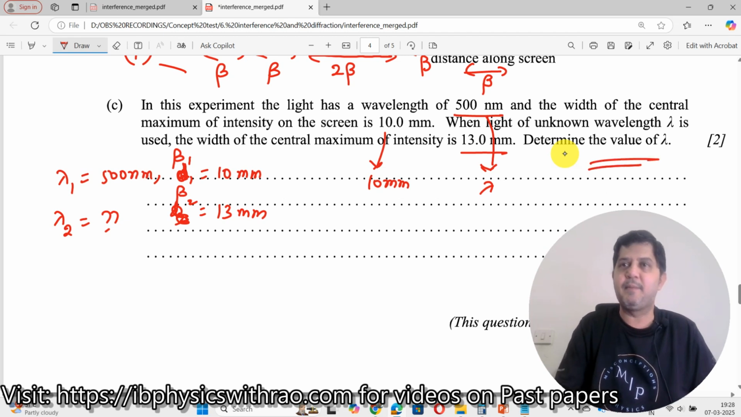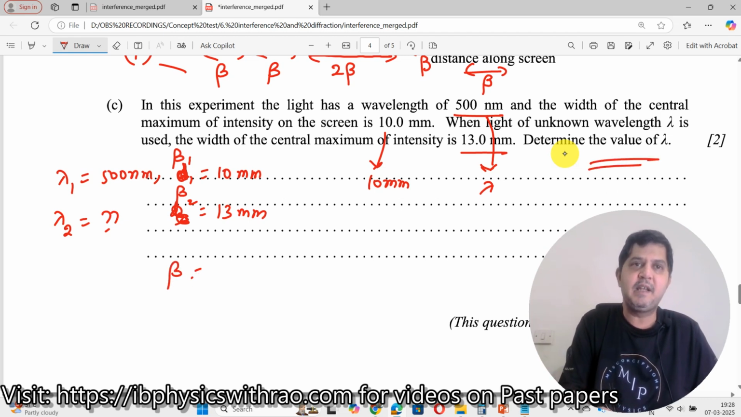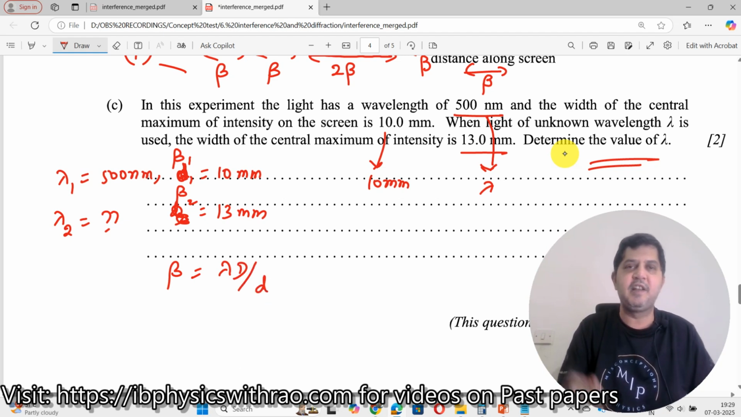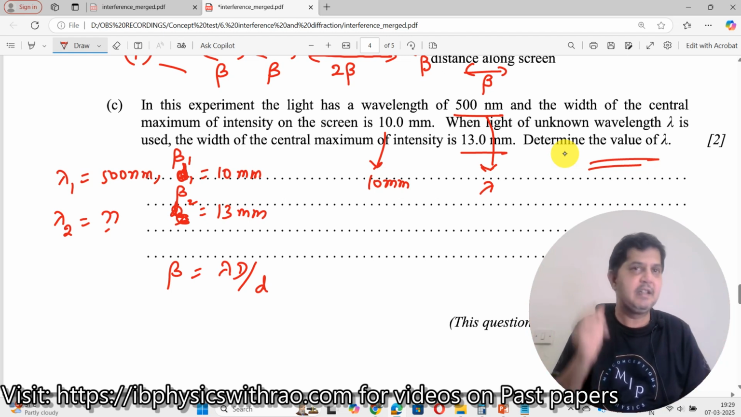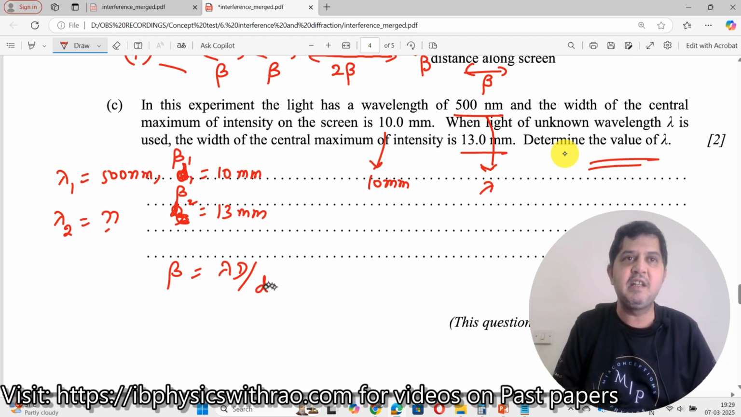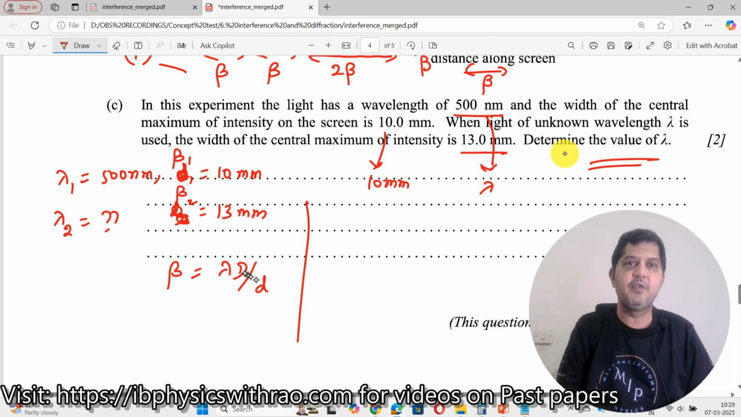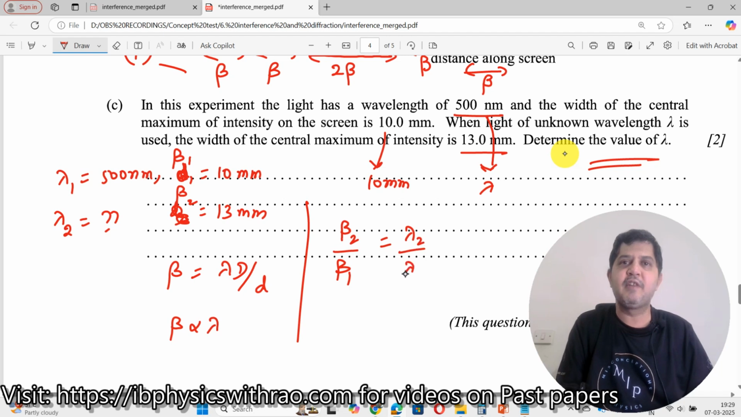Now, we'll determine the value of lambda. So, how do I write? We know that beta is equal to lambda capital D divided by small d. This capital D, the distance to the screen, I am not going to change, and the small d also I am not going to change. So only the value of lambda is being changed. Therefore, I can now say beta is proportional to lambda. When lambda increases, beta increases. Now, the question is simple. I will do beta 2 divided by beta 1 is equal to lambda 2 divided by lambda 1, because lambda 2 is the subject. I need to know this. So, what is beta 2? Beta 2 is 13 millimeter divided by 10 millimeter.